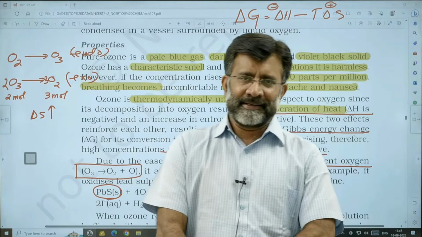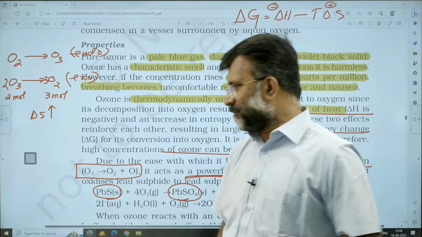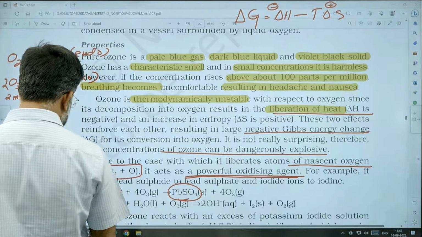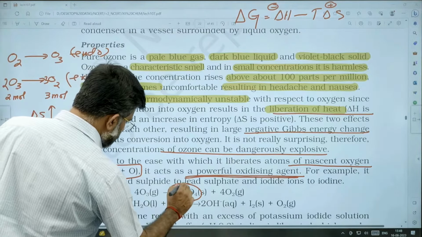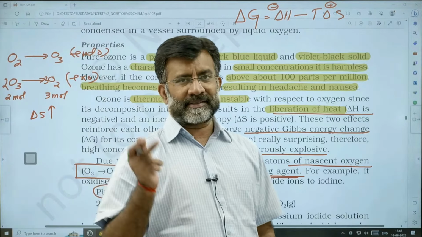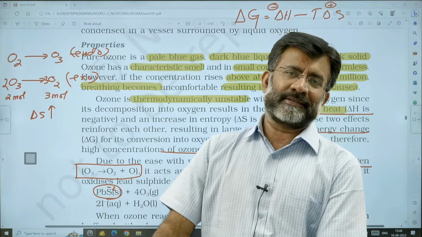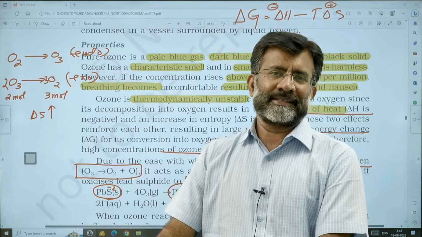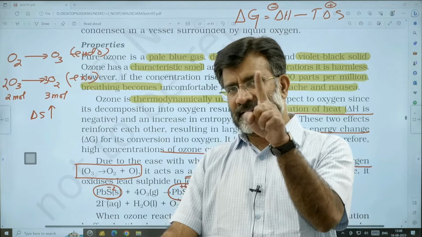What is the N factor involved there? N factor means change in oxidation number. What is the change in oxidation number? Sulfur minus 2 changes to sulfur plus 6. Lead sulfide, sulfur minus 2, is converted to lead sulfate, sulfur plus 6. What is the change in oxidation number? 8. N factor is 8.